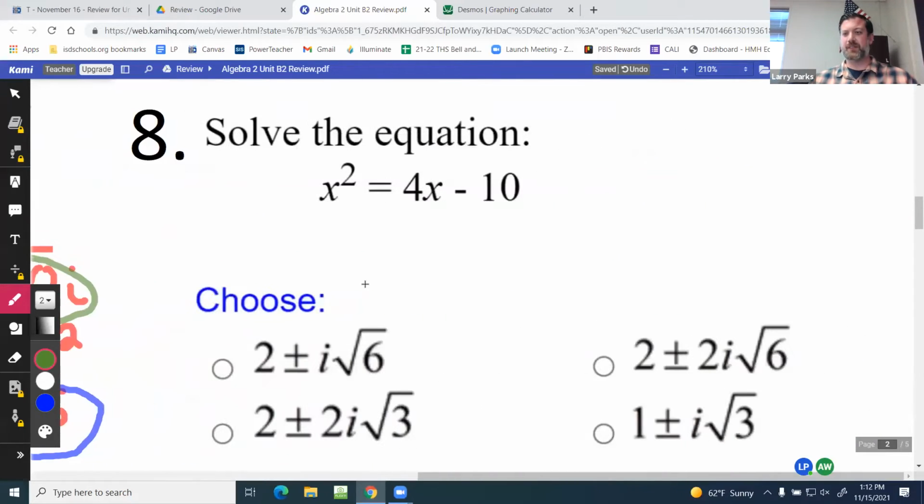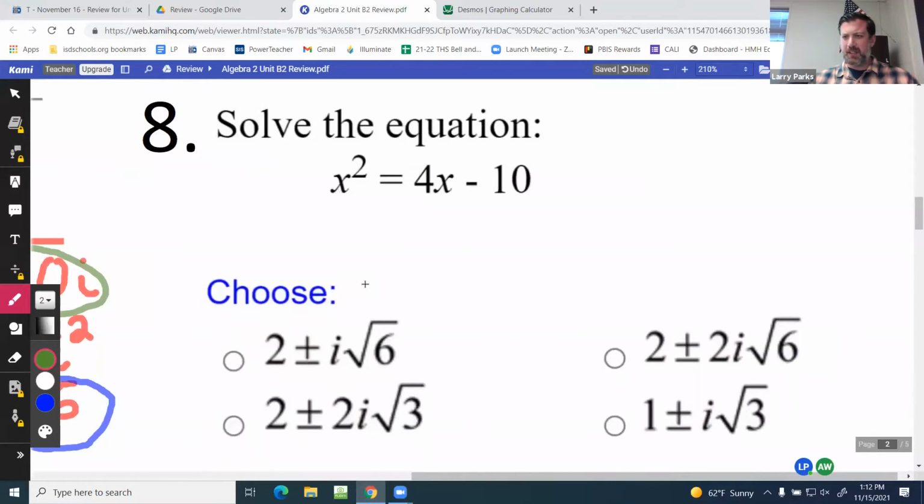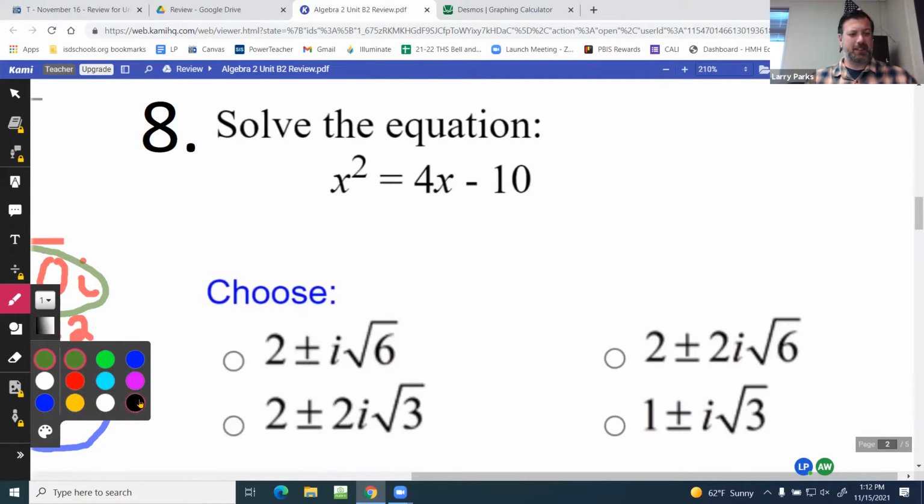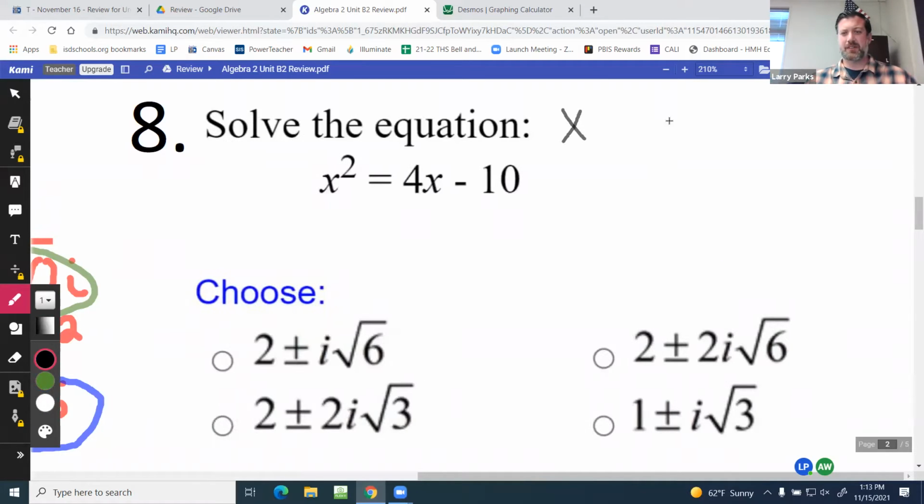Problem 8, solve. First thing I noticed is that there's i's. So you can either solve using the quadratic formula or completing the square. I kind of like completing the square, but I feel like most kids are going to understand the quadratic formula more. So remember, you would plug into the formula to find the solutions.